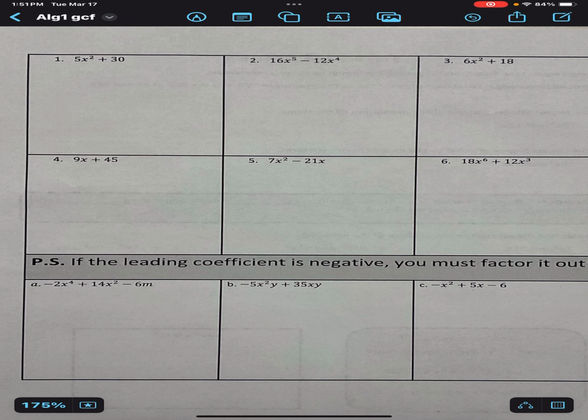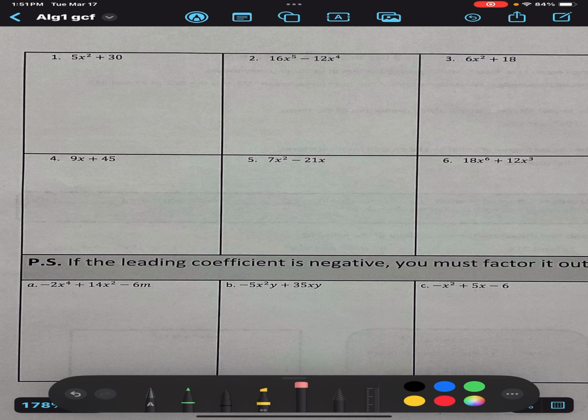Okay. If you flip the page over, we just have more practice problems. So again, this might be a good time where you pause the video and see if you can do some of these yourself, or just keep following along. So on number 1, we're looking at 5x squared plus 30. So always check with the number first. 5 is the smallest number. Can 5 go into 30? Yes, it can. Woohoo! So that would be my number I can divide out.